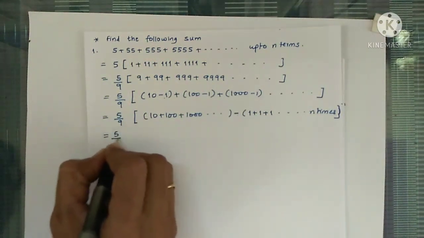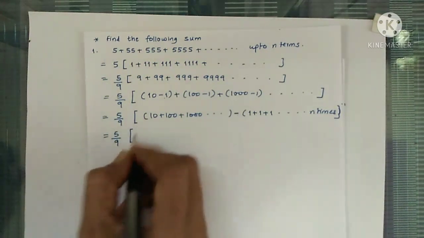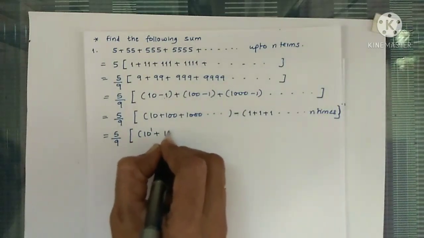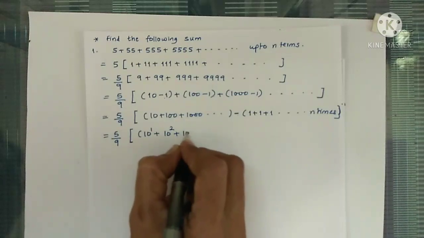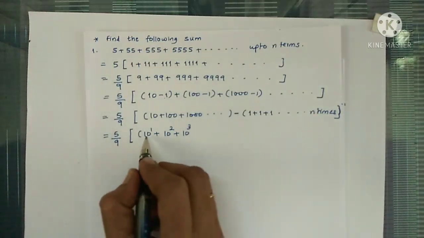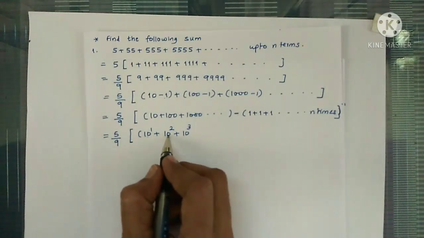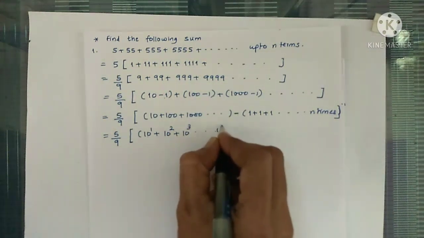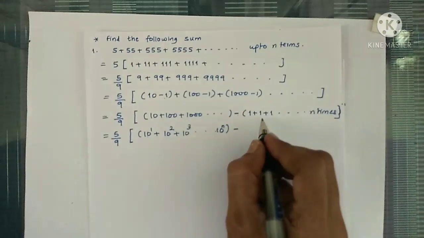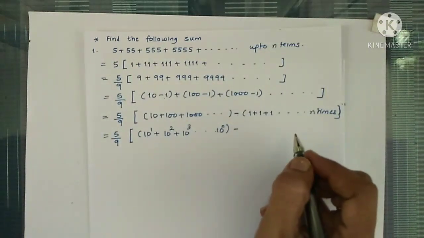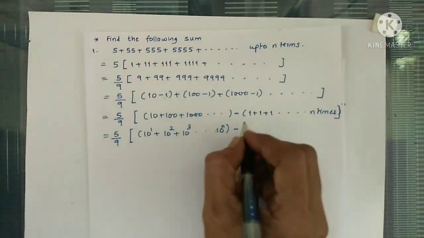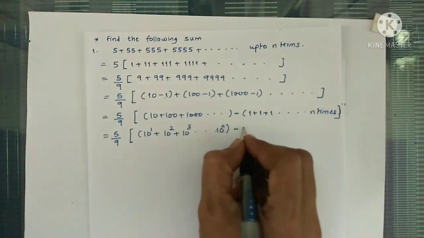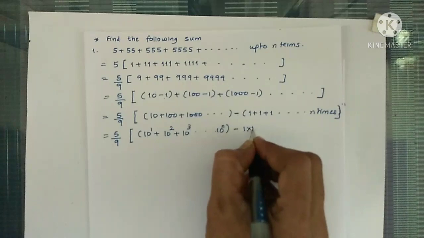So this is 5 by 9. Now this is 10 raised to 1, this is 10 square, 10 cube. See, the first term is 10 raised to 1, the second 10 square, the third 10 cube. So the nth one is 10 raised to n. Minus 1 plus 1 plus 1, n times. 1 plus 1 plus 1, 3 times is 3. 1 plus 1 plus 1, 10 times is 10. So for n times it is 1 into n.